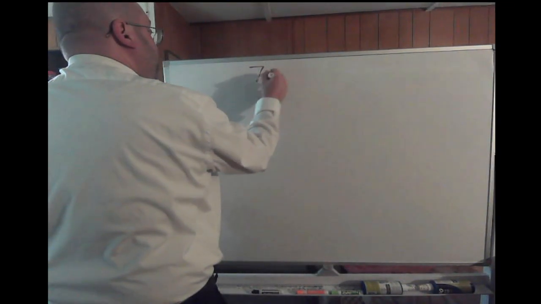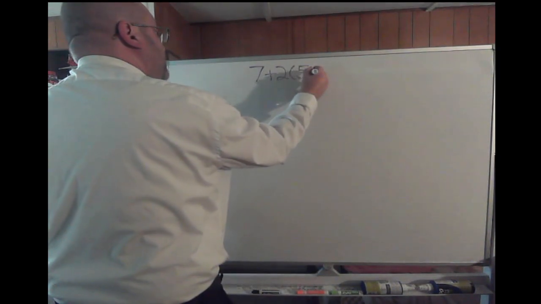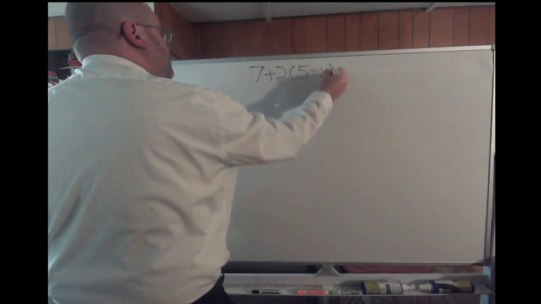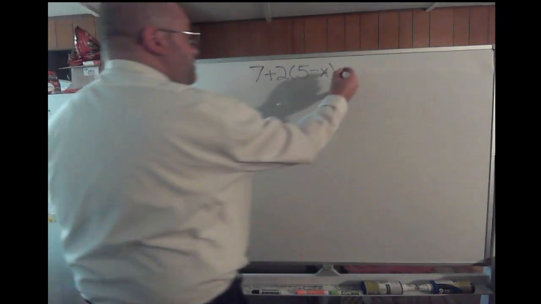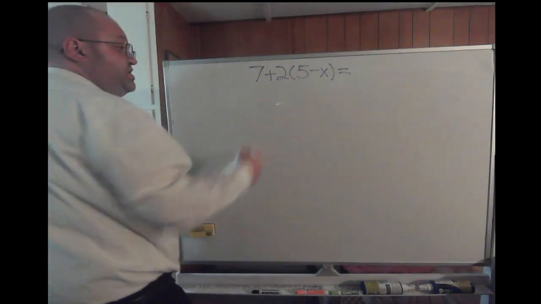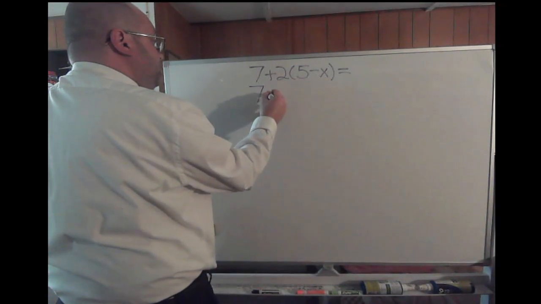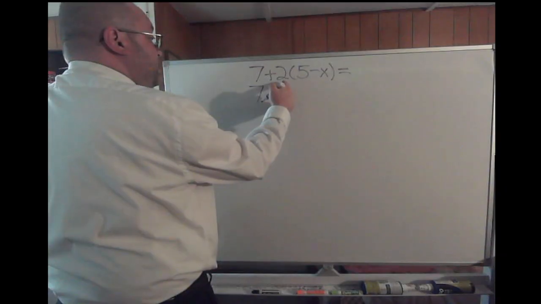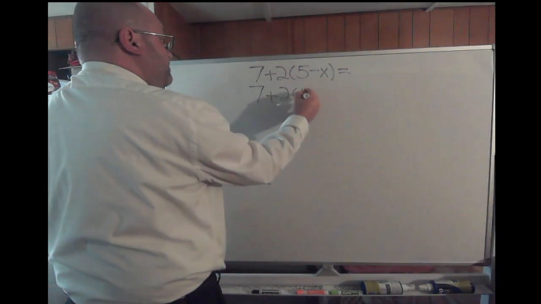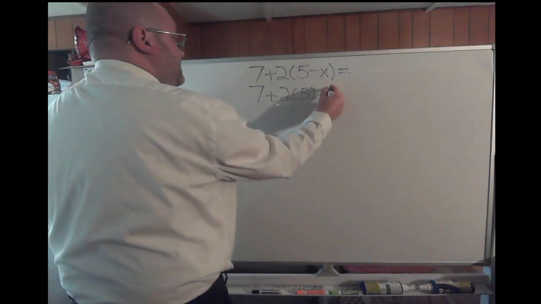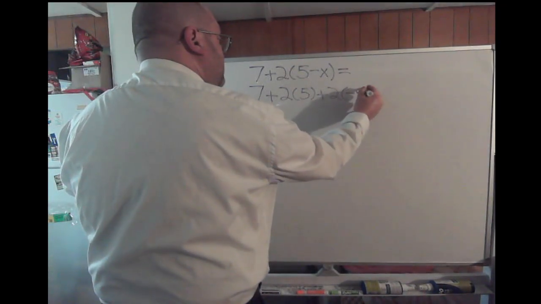Alright, we got 7 plus 2 times the quantity of 5 minus x. Well, of course, order of operations dictates we do the multiplication first, so you'll still have that 7 hanging out, plus, now you're going to take that 2 times the 5, so you'll take 2 times 5, plus you'll take that 2 times that negative x.